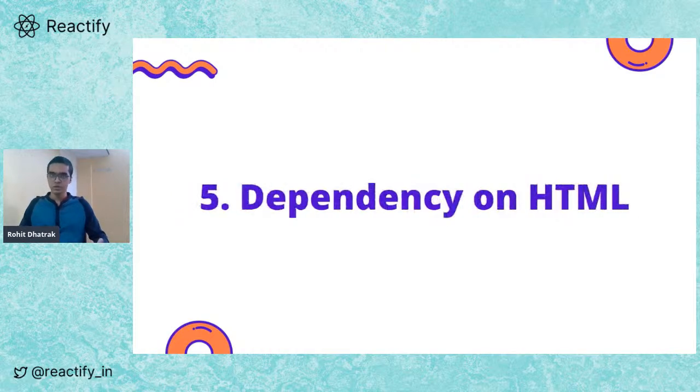Then we have dependency on HTML. So HTML and CSS are very related to each other. So often you try to change one thing and then you have to change the other to accommodate the changes. So these are some of the problems that you might face while using CSS.